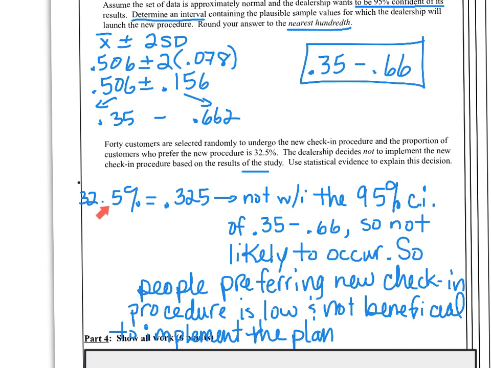32.5%, I wrote it down here just because it's a lot to write all at once, is 0.325. And if you look at 0.325, that value is not within this 95% confidence interval. So that's what I wrote here. It's not within the 95% confidence interval of 0.35 to 0.66. So that's really not likely to occur. Okay? So that's what we would call statistically significant, being outside that 95% confidence interval. So the people preferring the new check-in procedure is low, and it wouldn't be beneficial to implement the plan.